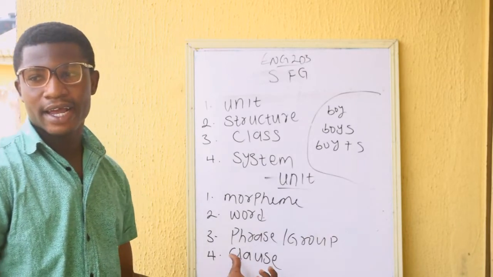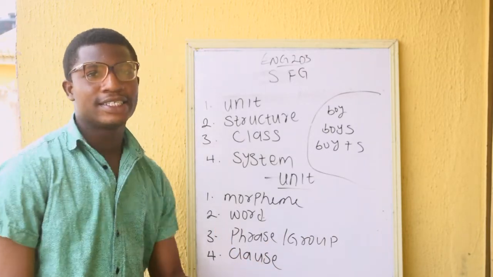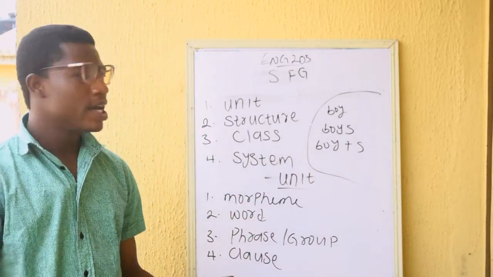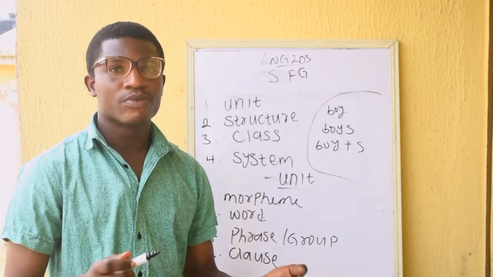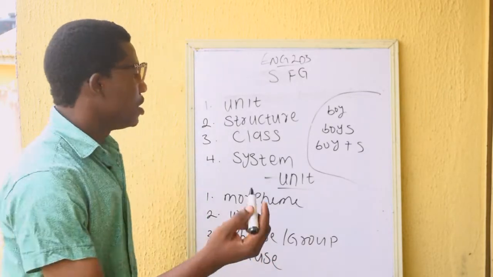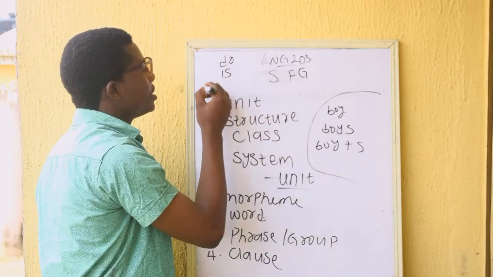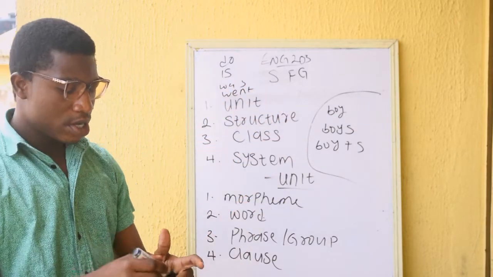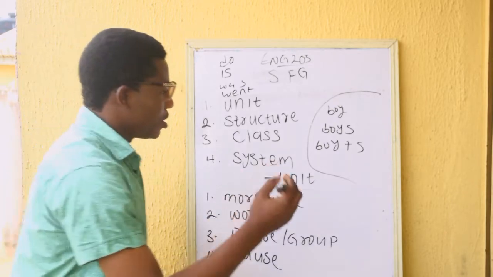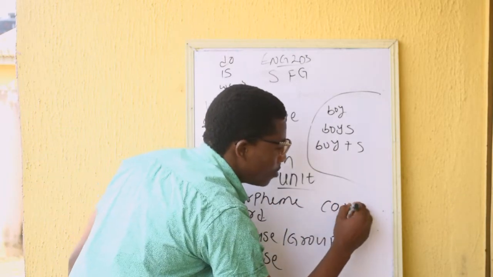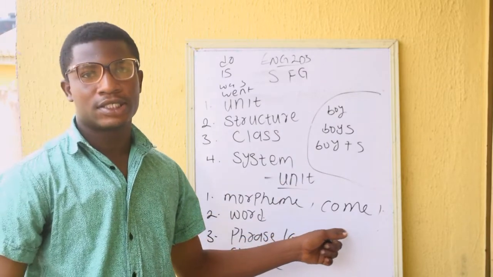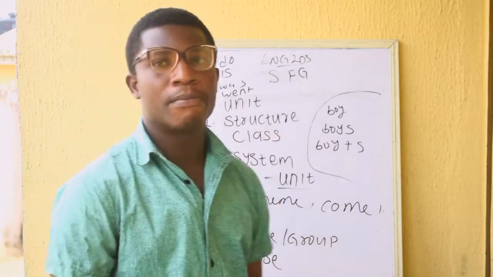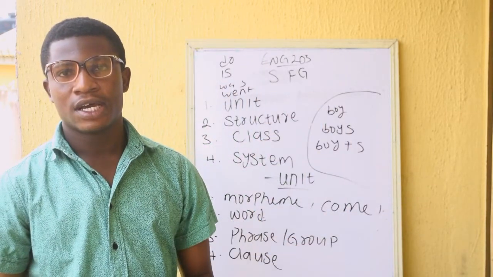While a clause is a string of words that has a finite verb. A finite verb is something like action verbs. Are you getting it? For example, we have do, we have is, we have was, went. All these are verbs. So when a sentence has a verb, it's a clause. Let us say come. Do you believe that come here is a sentence? It is a finite verb. It's a clause. I can tell somebody, come. I've passed the message.